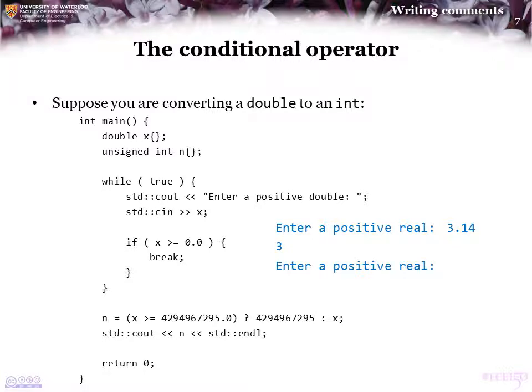However, if I run the program again and I enter this number, which is greater than the largest possible integer value, then n will be assigned the maximum possible value that an integer or an unsigned integer can hold, which is 2 to the 32 minus 1.